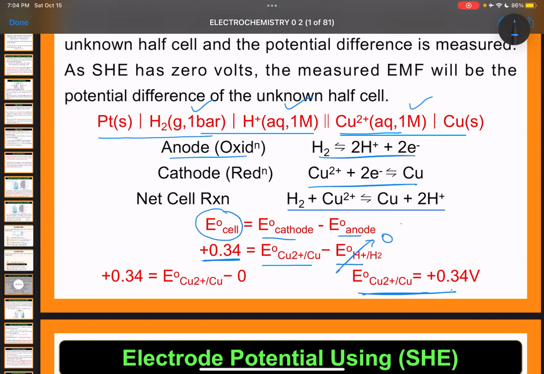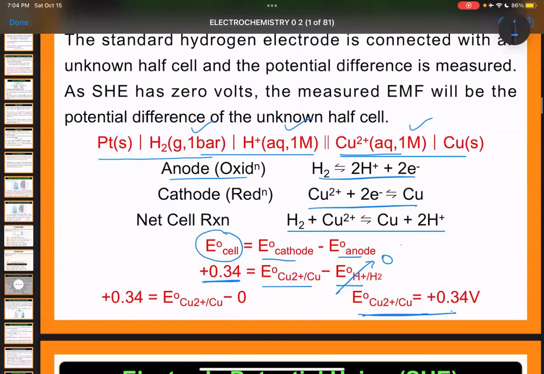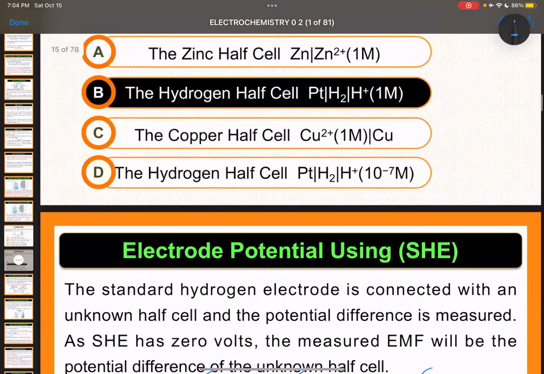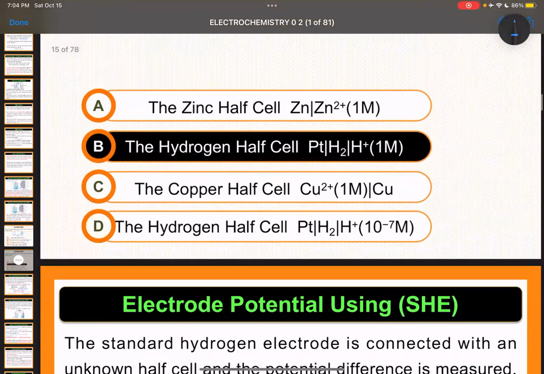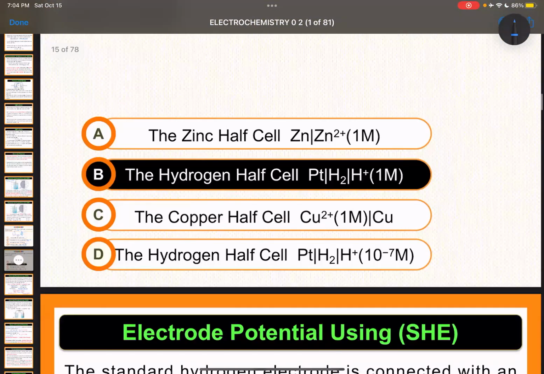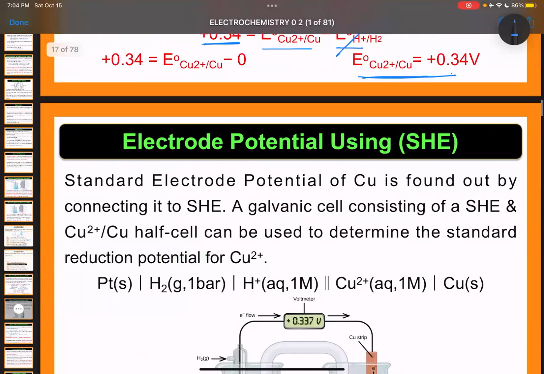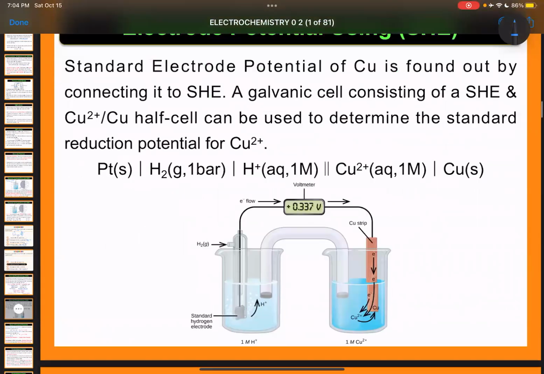But a question can come, if it is asked, what are the standard conditions, what is the standard hydrogen electrode. So this question is the same. This is not the standard hydrogen electrode because the concentration is not 1 molar. If the temperature is also not 298 K, or the pressure is not 1 bar, then it is not the standard condition. So you need to take the standard condition, then only it will be considered as the standard hydrogen electrode. I hope you understood this.